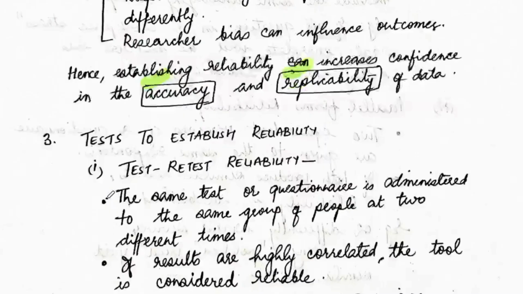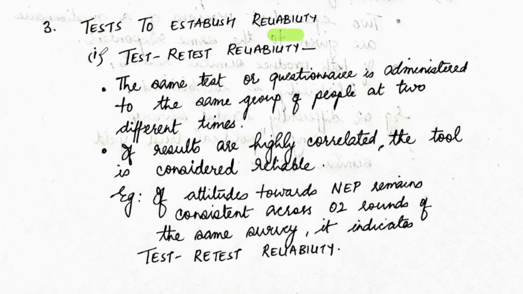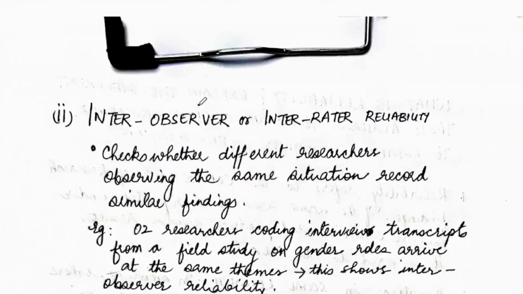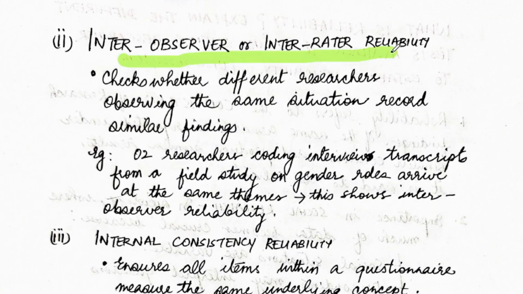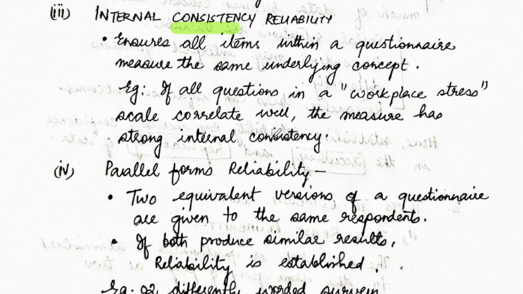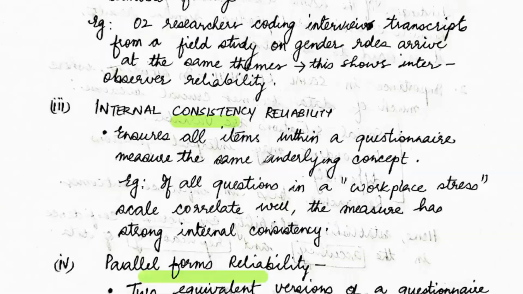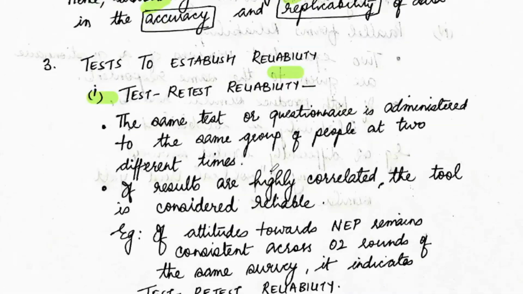Now, how are we going to test to establish reliability? There are certain tests. First is test-retest reliability. Second is inter-observer or inter-rater reliability. Third is internal consistency reliability. And last is parallel forms reliability. So there are 4 forms of tests to check reliability. So we'll go one by one.